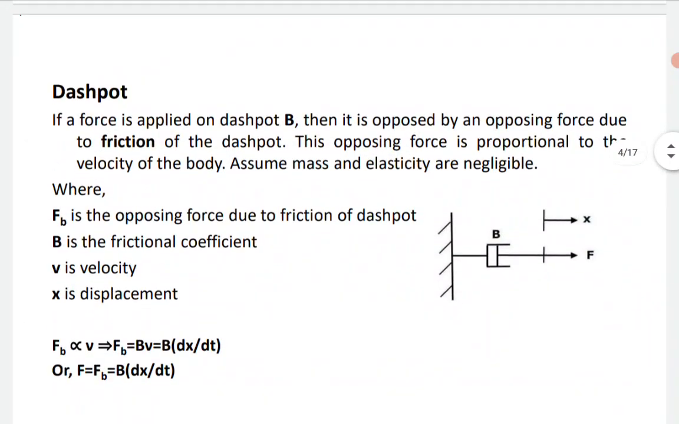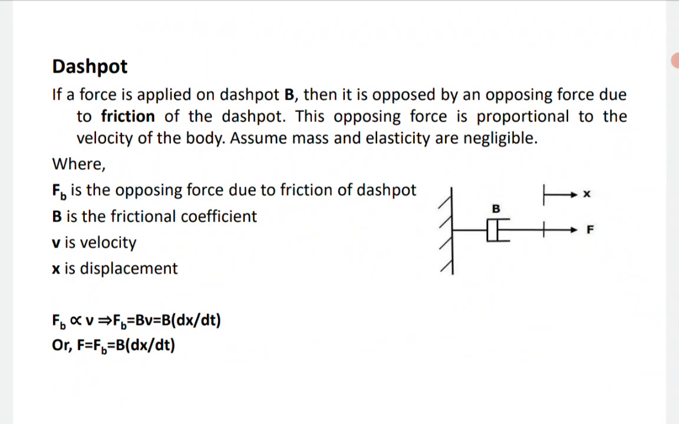Now when I am speaking regarding the dashpot or damper, if a force is applied on a dashpot B, then it is opposed by an opposing force due to friction of the dashpot. This opposing force is proportional to the velocity of the body. Yes, that's important.